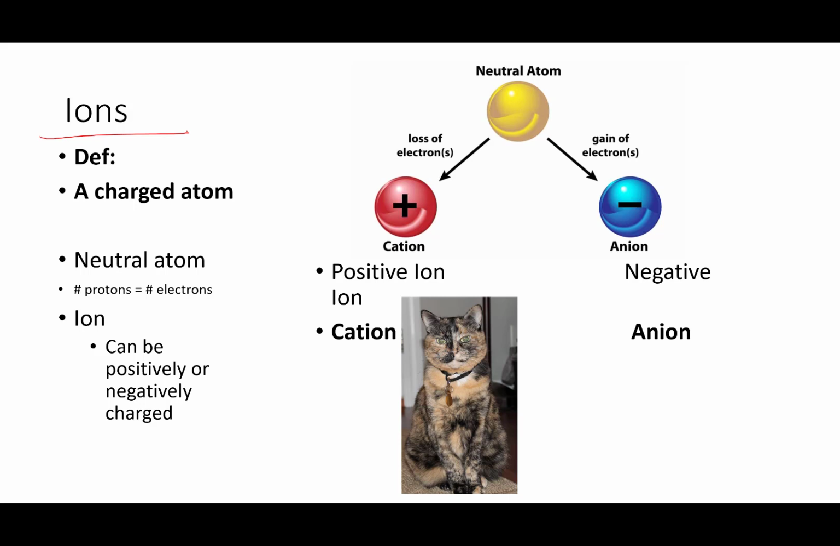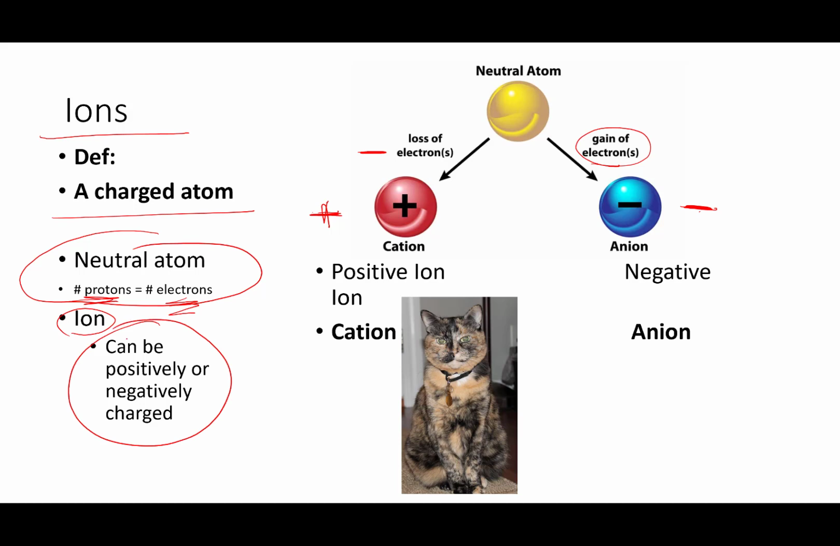An ion by definition is a charged atom. So this is an atom that is either positively or negatively charged. By definition, an atom is neutral. It has the same number of protons as electrons. But if it loses electrons, it is going to have more positively charged particles in its nucleus, so it will be a positive ion. If it gains excess electrons, it will be a negative ion. And so ions can be positive or negative depending upon how many total particles are inside of that little ion.